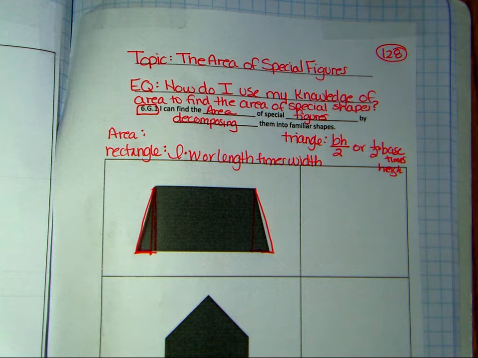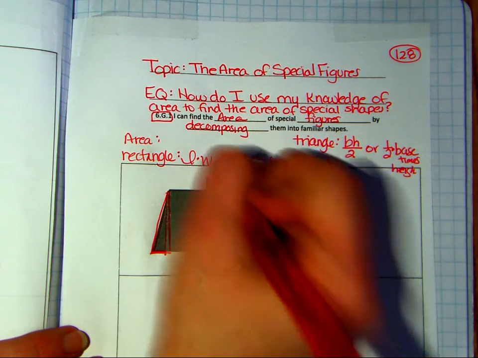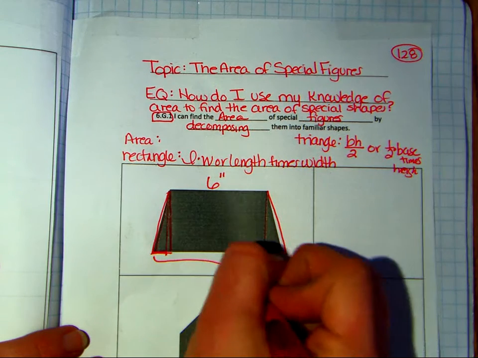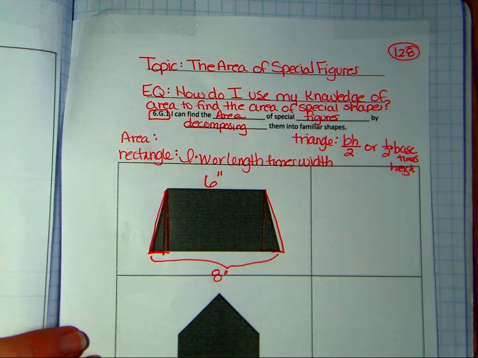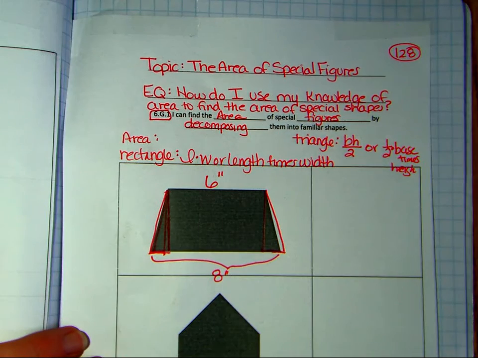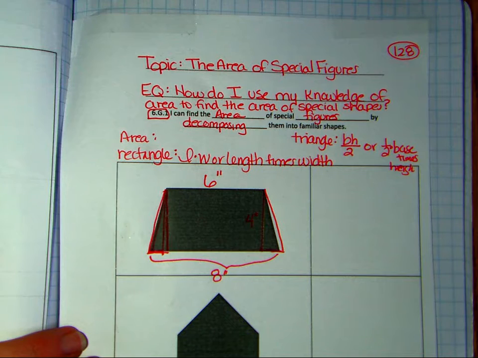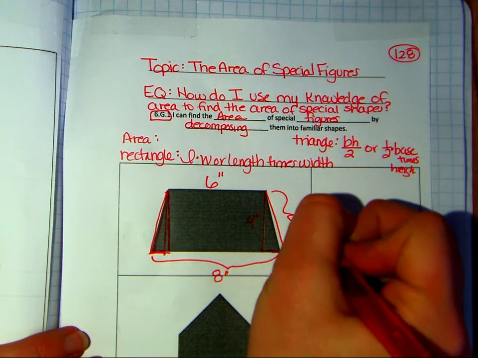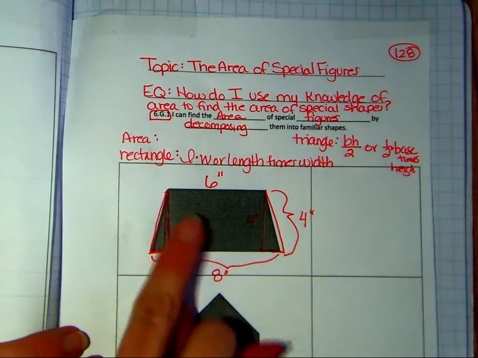Okay, so let's imagine that the top here is 6 inches. The bottom from here to here is 8 inches. And our height from here to here is, let's do 4 inches. Which is hard to see, so I'm going to also show that from here to here is 4 inches. Okay, we have one rectangle first.